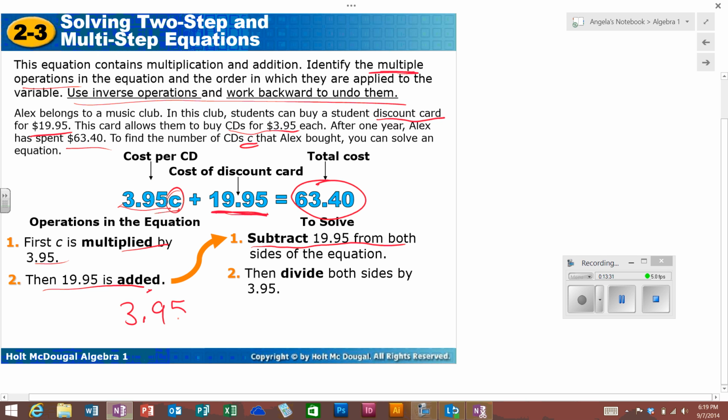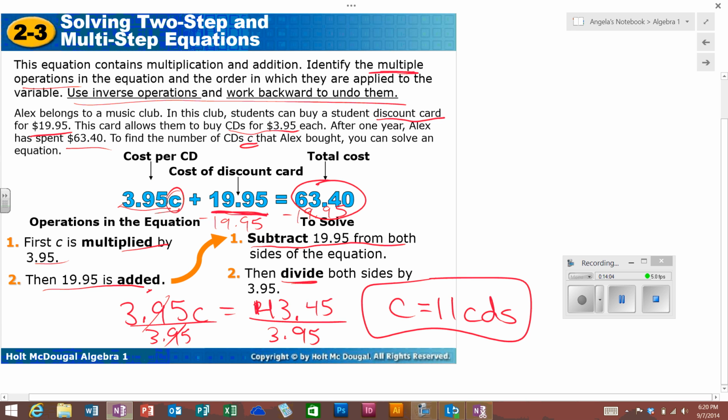After you subtract, so let's say we subtracted first. I know there's not a lot of space here, just work your best with it. We're going to get 3.95C is equal to 43.45. And then secondly would be to divide by 3.95. And on these types of equations, I understand that you guys would probably want to use a calculator. If it's on a test or a quiz, I'm not going to give you numbers like these. So then when you divide, C comes out to 11. 11 CDs. Make sure you understand what that answer is.